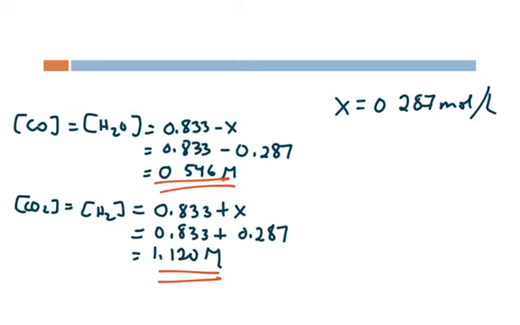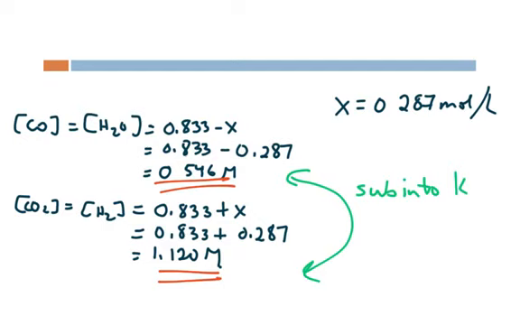Now, if we wanted to, now that we actually have values at equilibrium, we could do a check. So we could sub these in to K and see if they actually match the K value of 4.2. I'm not going to do that, but that's a really good way to check your math to make sure you've done things correctly.